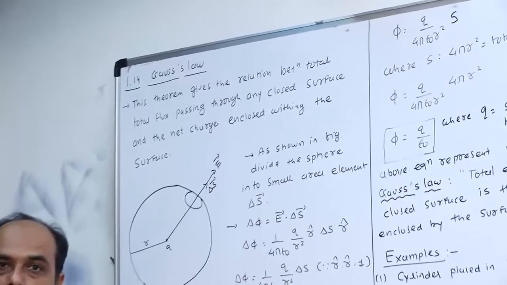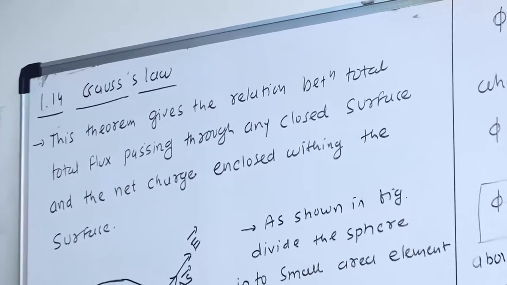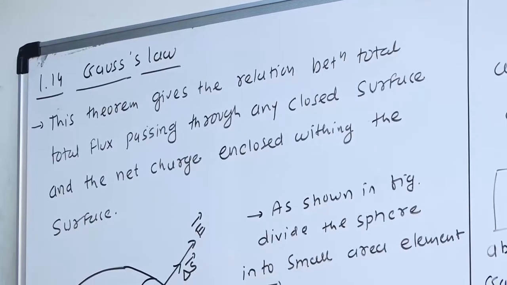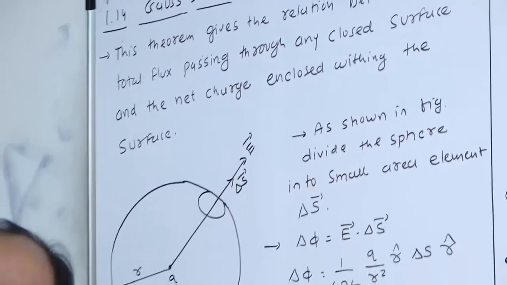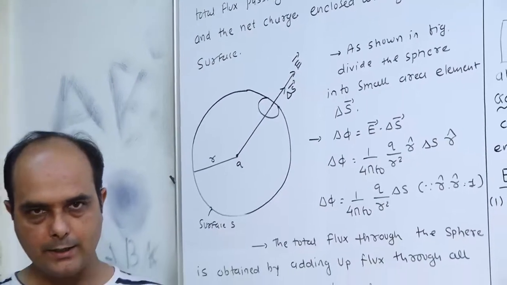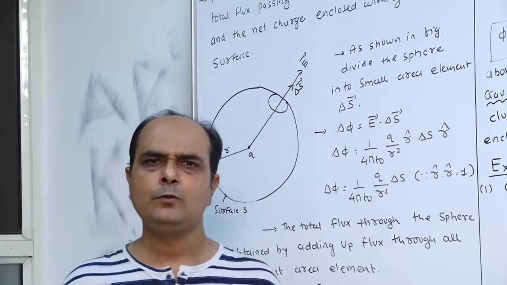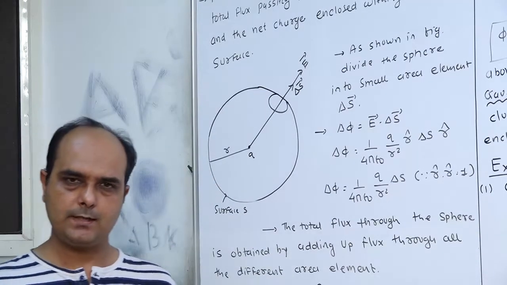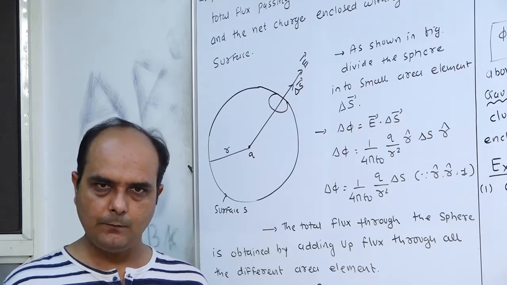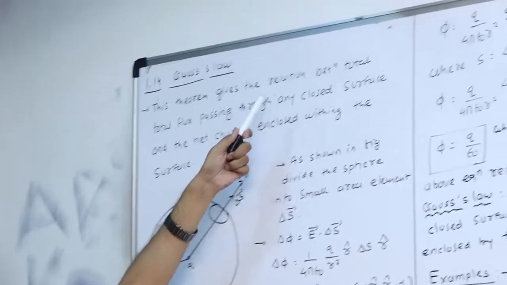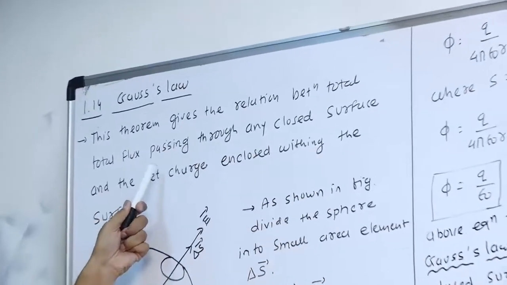This topic can be explained by completing your concept about the electric flux, because the equation of the Gauss law can be derived with the help of the equation of the electric flux. So today, after electric flux, we are taking the Gauss law. The derivation of the Gauss law is very easy. It is very easy.